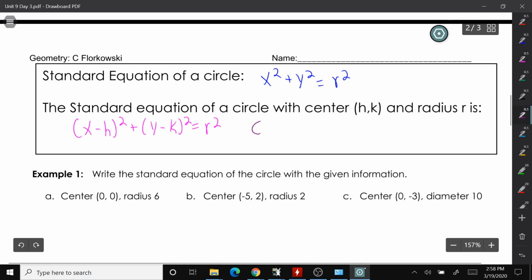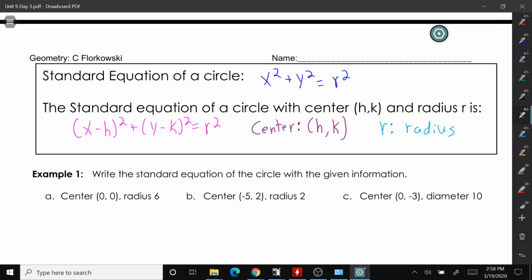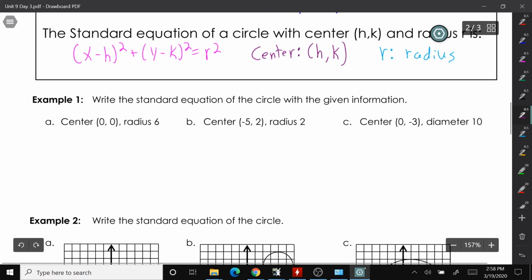So again, the center, that's at h, k. So the opposite of what you see. And r is your radius. So let's look at some examples, and I think you will see that this is not too bad.